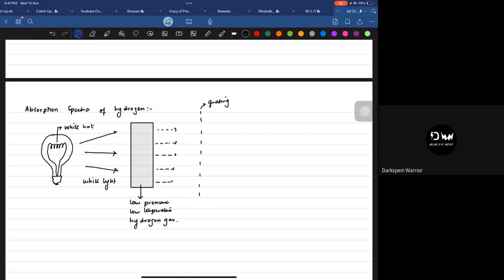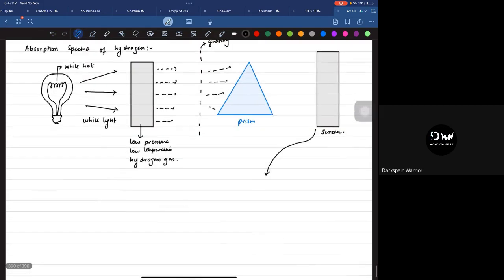When you see the grating, it is going to diffract them into a prism, and from that prism, basically we look onto the screen at what's happening. So interestingly, on the screen we see a pattern like this.